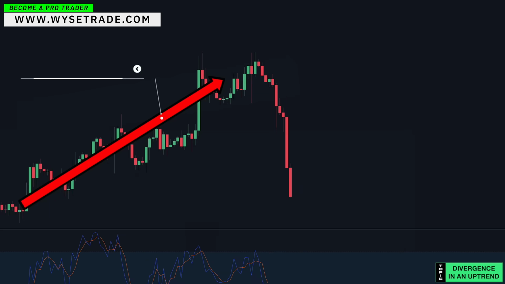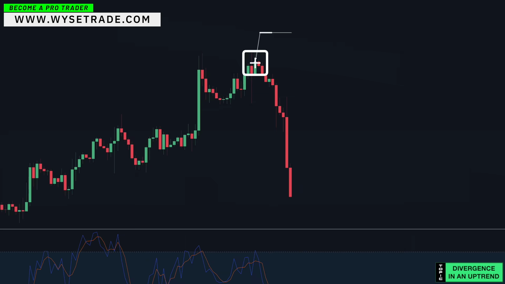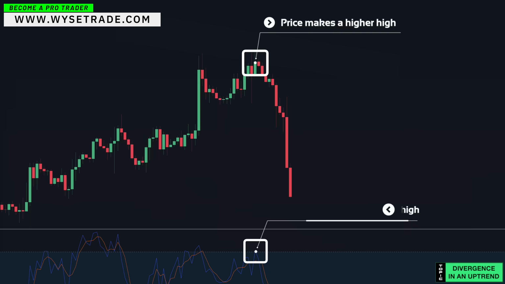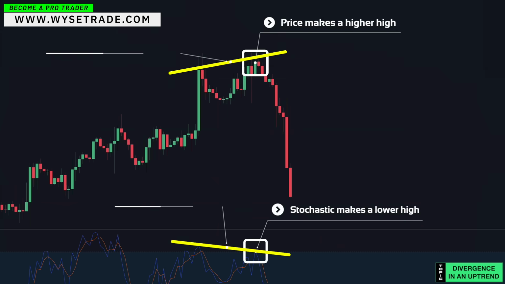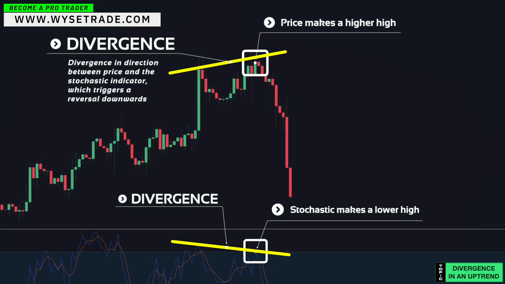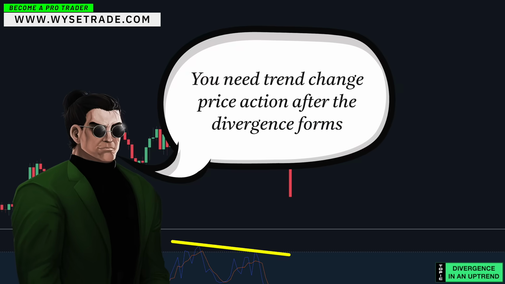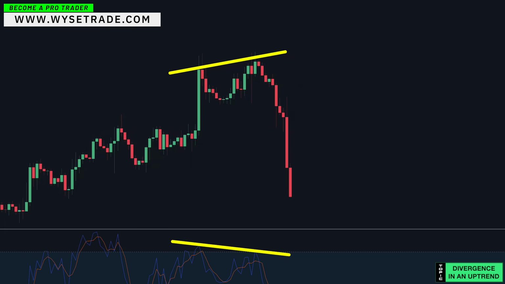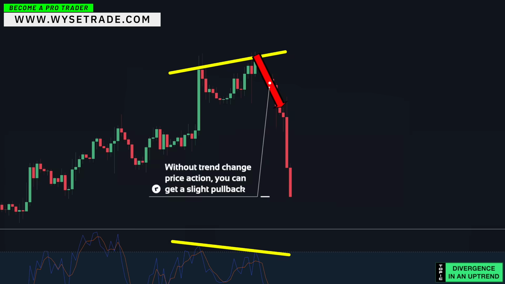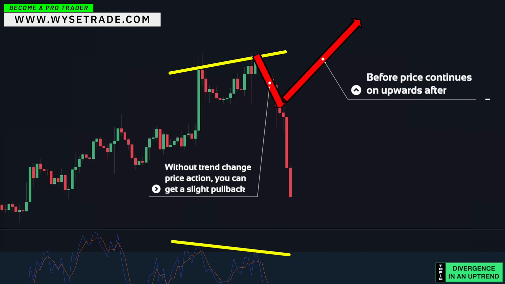You have a moving uptrend. Price makes a higher high, whereas the stochastic makes a lower high, which is a divergence in direction between price and the stochastic indicator, which triggers a reversal downwards. Again, you need trend change price action after the divergence forms, or else you can get a slight pullback and price can continue on upwards after.